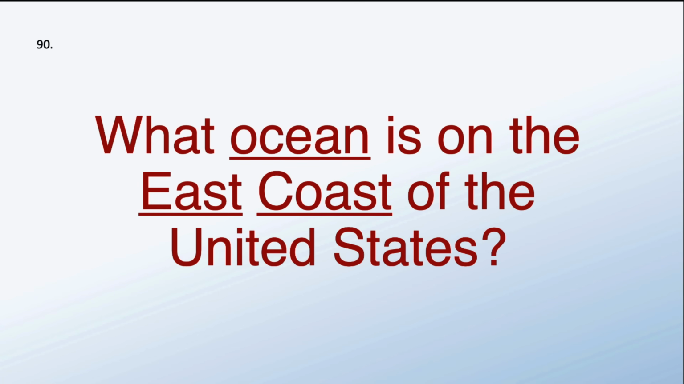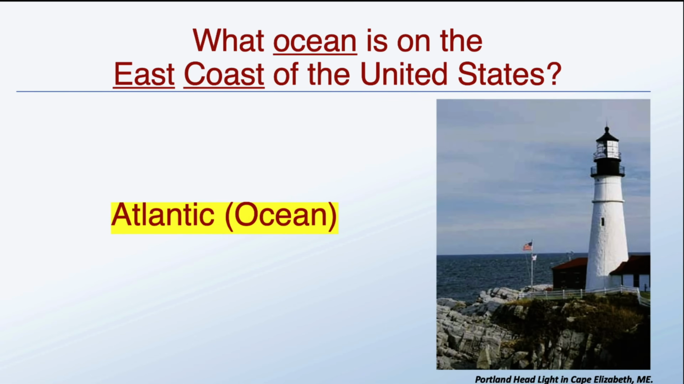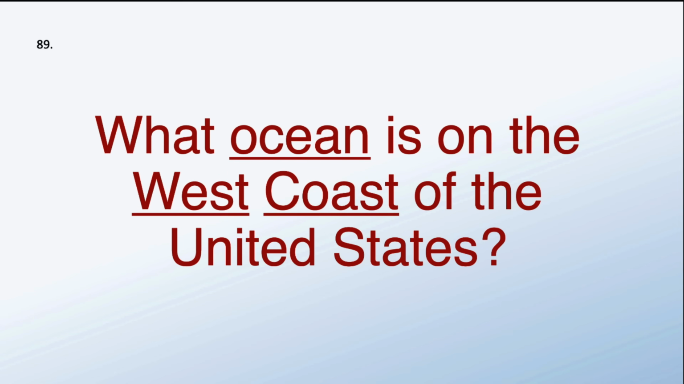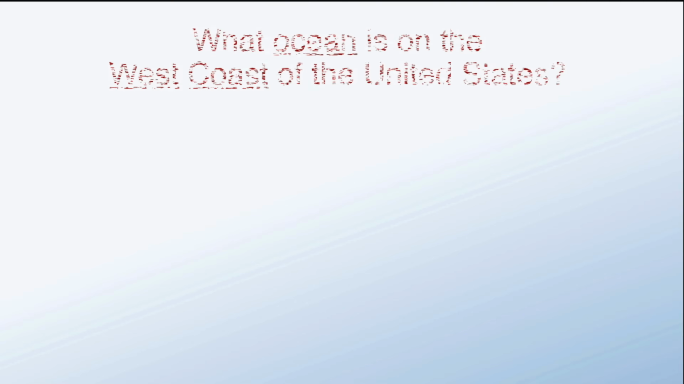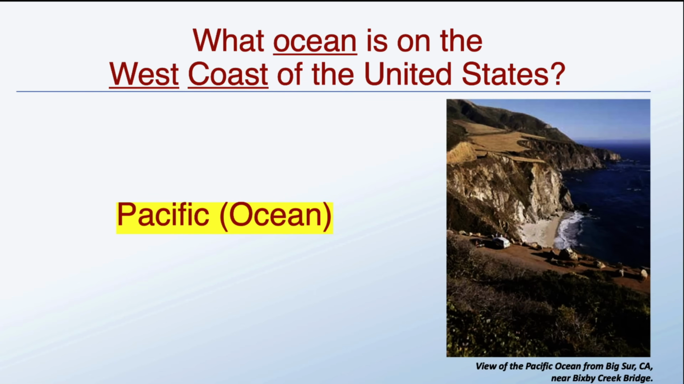What ocean is on the east coast of the United States? The Atlantic Ocean is on the east coast. What ocean is on the west coast of the United States? The Pacific Ocean is on the west coast.